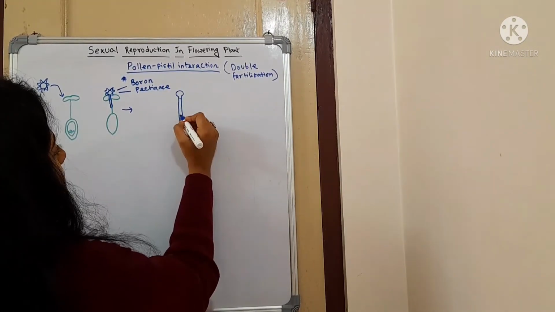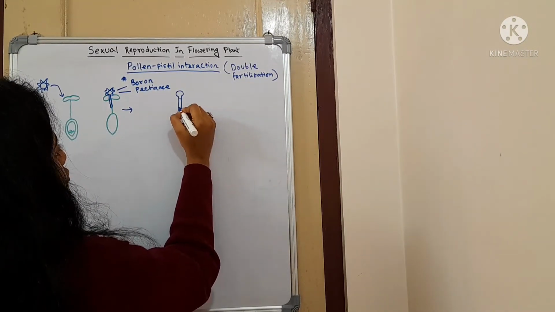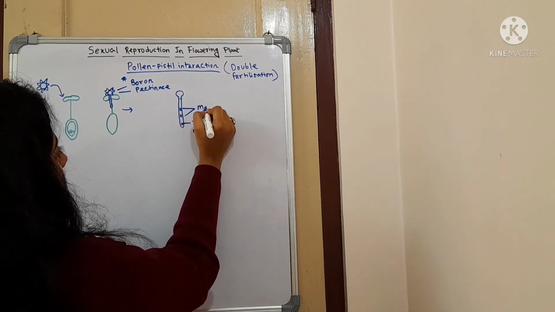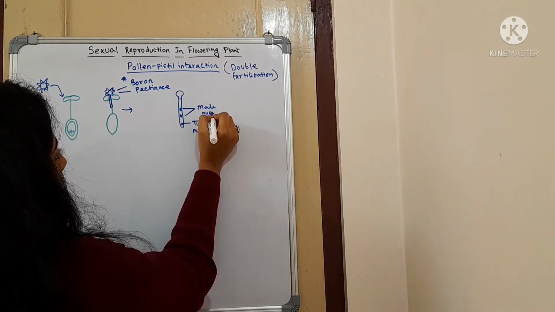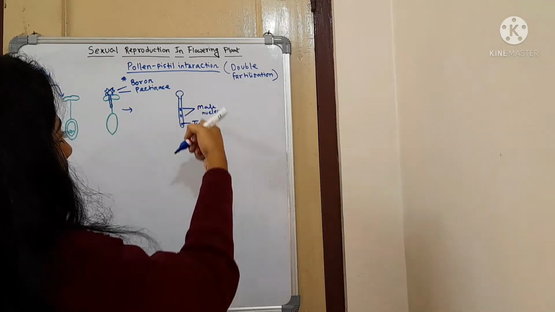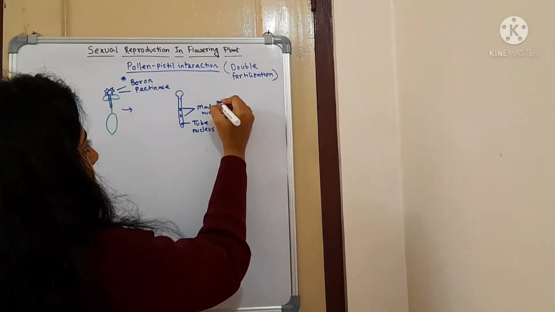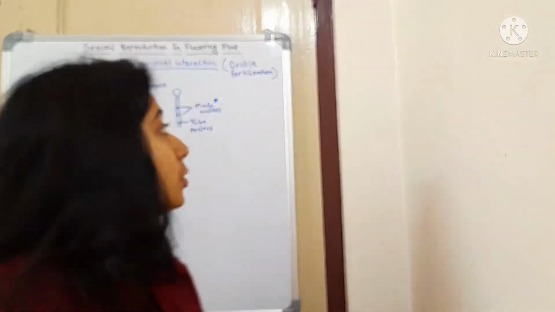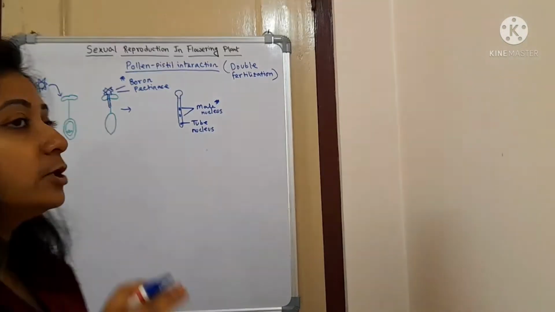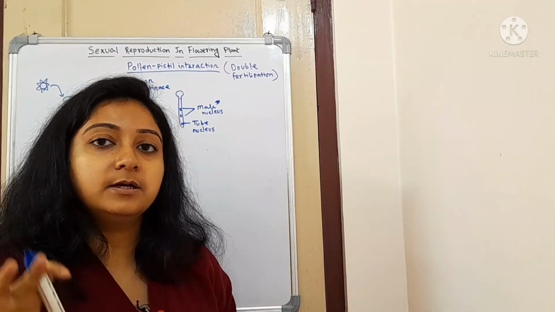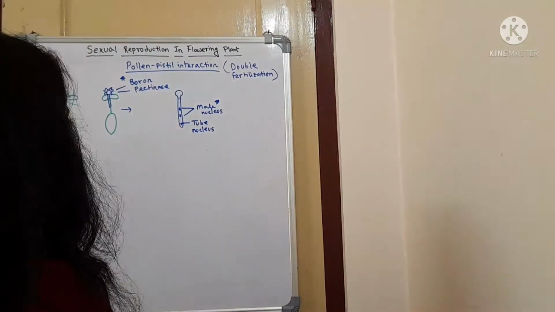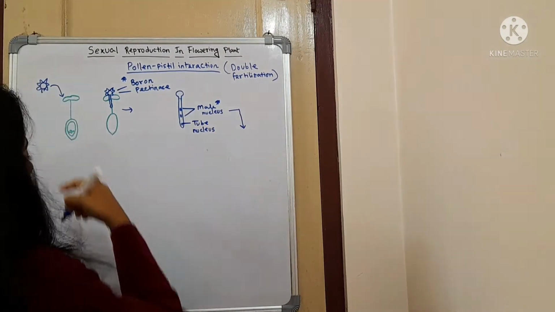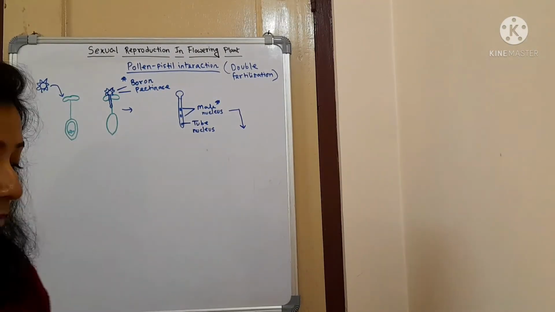Just right behind the tube nucleus there are two more nuclei which are known as male nuclei. These male nuclei are very important because they are taking part in the reproduction process. So these two nuclei will go and fertilize the egg cell. Now let's see what will happen once this reaches the ovary or the embryo sac.